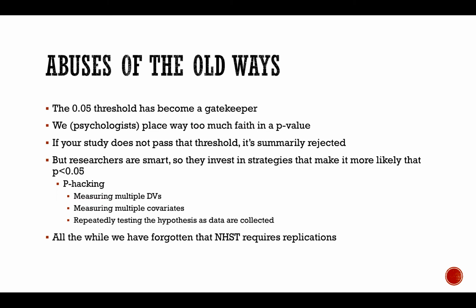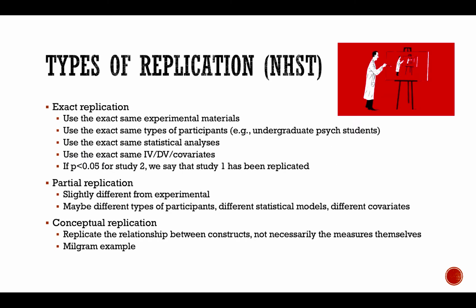All the while, and this is how we abuse it, researchers forget that NHST requires replication. So there are different types of replication if you are under a null hypothesis significance testing paradigm. One is to use exact replication, where we use the exact same experimental methods, exact same types of participants, for example, undergraduate psychology students. We use the exact same statistical analyses, the exact same independent variable, dependent variable, and covariates. And if p less than 0.05 for study 2, we say that study 1 has been replicated. And by the way, there are a lot of statisticians out there who think it's a really dumb idea to use statistical significance as your criterion for a replication.